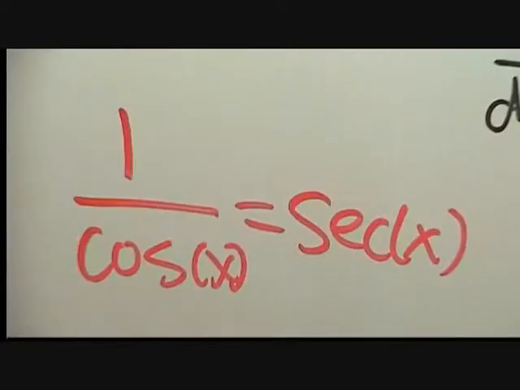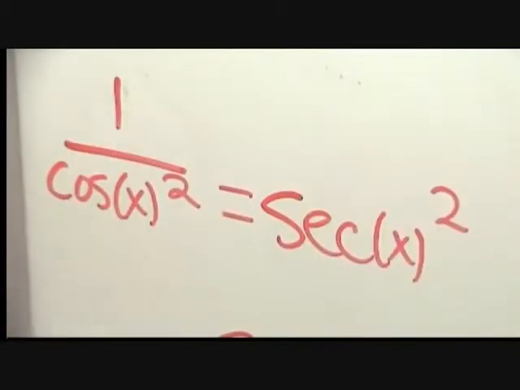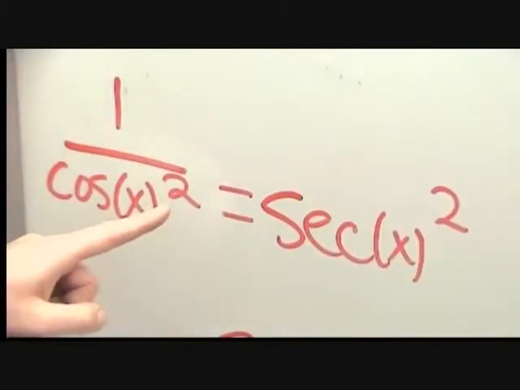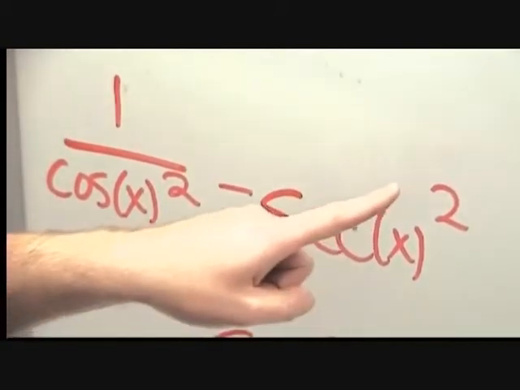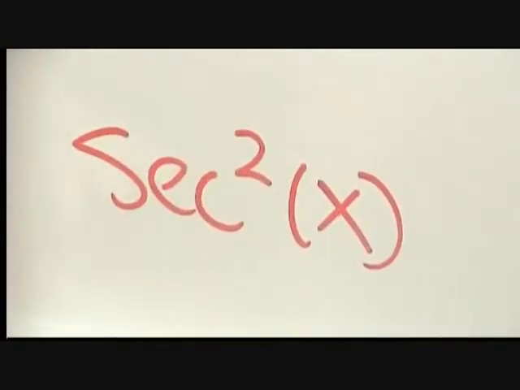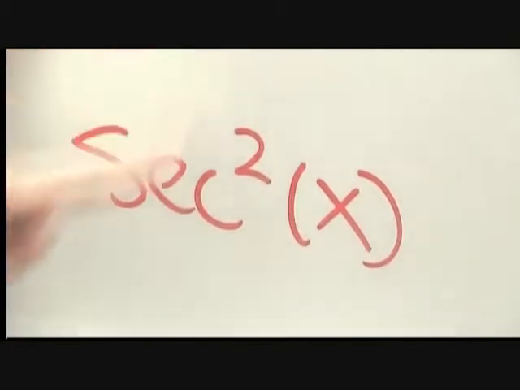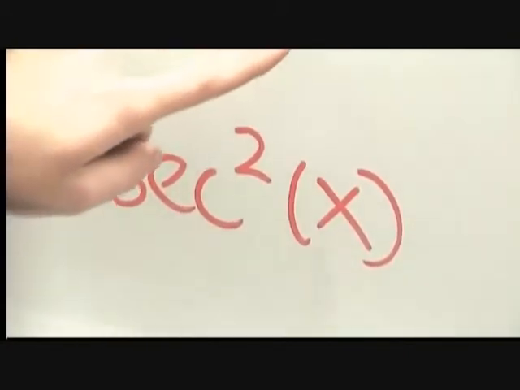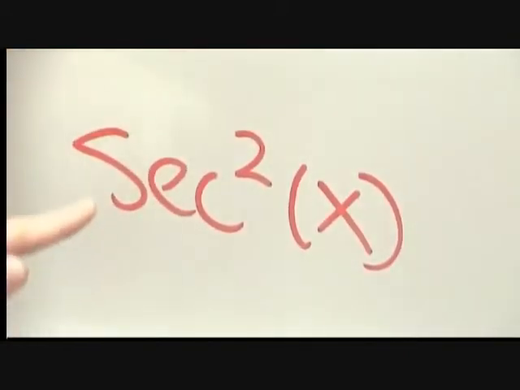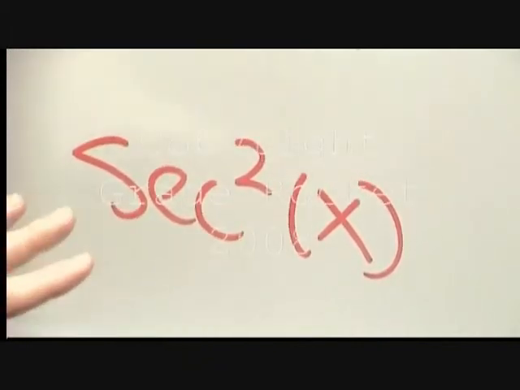It might help to have a little more explanation from the last line. Remember, 1 over cosine of x is exactly secant of x. 1 over cosine of x squared is secant of x squared. But remember, this is one of the dirty tricks of notation. Secant of x squared is usually written as secant squared of x. It's exactly the same thing.